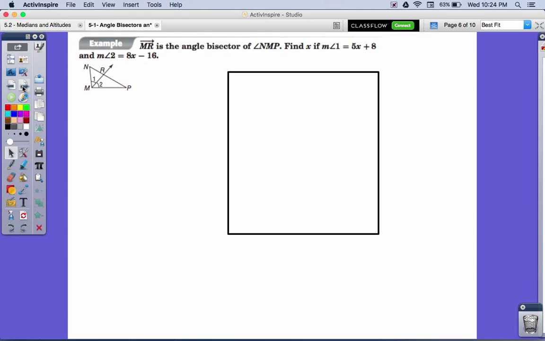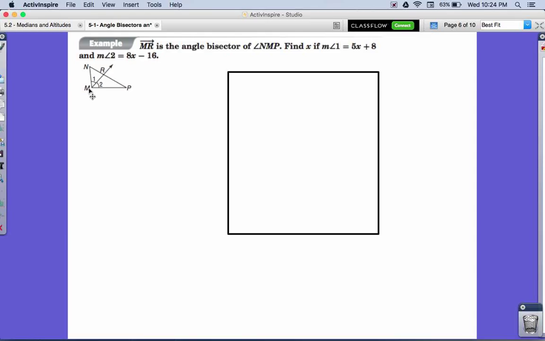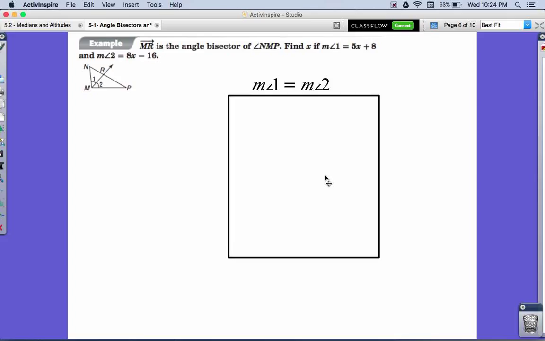So example 2, they said that MR is the angle bisector of NMP. Find x so that the measure of angle 1 equals 5x plus 8, and the measure of angle 2 is 8x minus 16. So what we know is if MR bisects angle NMP, then angle 1 is congruent to angle 2. So we can say that the measure of angle 1 equals the measure of angle 2.